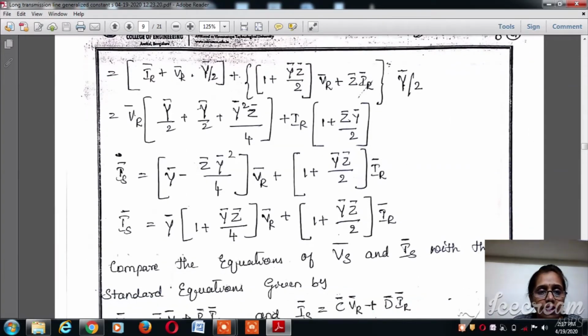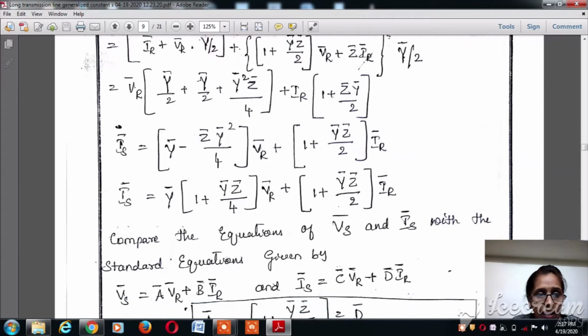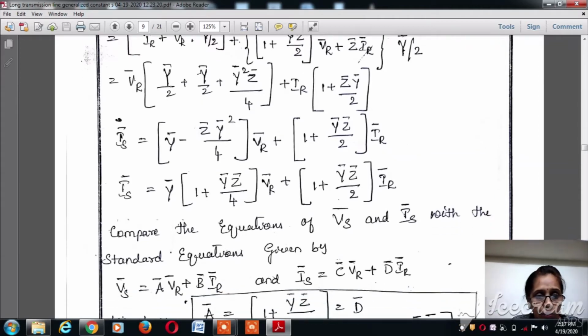Simplifying the equation, we get VR into Y divided by 2 plus Y divided by 2 plus Y squared into Z divided by 4, plus IR into 1 plus YZ divided by 2. So IS is equal to (Y plus Z into Y squared divided by 4) multiplied by VR plus (1 plus ZY divided by 2) multiplied by IR. Again simplify the equation by taking Y out. So IS is equal to Y, the common factor, Y into 1 plus YZ divided by 4 into VR plus 1 plus YZ divided by 2 into IR.